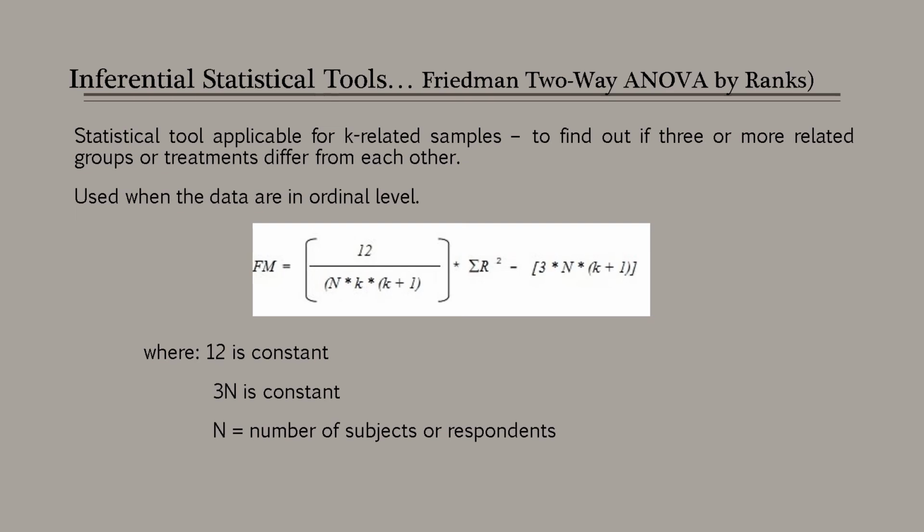The Friedman's two-way analysis of variance by ranks is a statistical tool applicable for K-related samples. That is, to find out if three or more related groups or treatments differ from each other. It is used when the data are in ordinal level. The following is the Friedman two-way ANOVA formula, where 12 is constant, 3n is constant, and capital N represents the number of subjects or respondents.